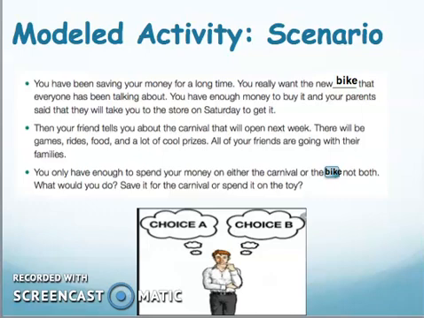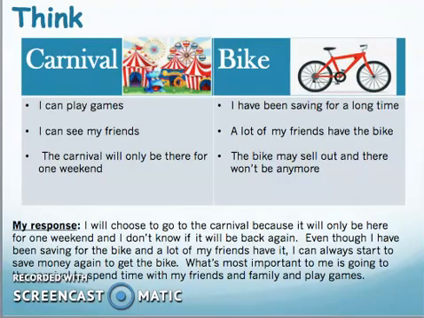So this is called decision making, right? I need to make a decision. I need to choose between these two things, the bike or the carnival. Before I make this choice, let me think. What's more important to me? So I make a list.